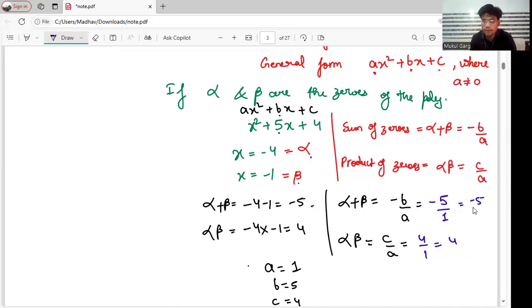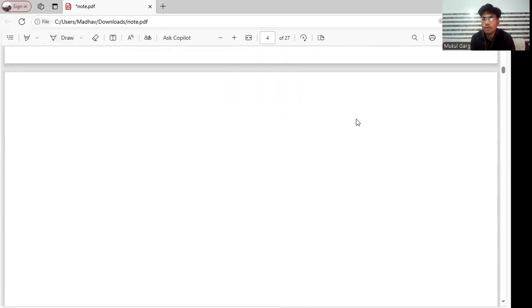तो देखना जरा, डायरेक्ट मेथड से भी -5 आया और रिलेशनशिप से भी -5 आया, और प्रोडक्ट भी +4 आया था डायरेक्ट से, और रिलेशनशिप से भी 4 ही आया। सो इट वेरीफाइज अवर रिलेशनशिप बिटवीन द zeros and the coefficient of a quadratic polynomial. I hope this is clear for all of you.